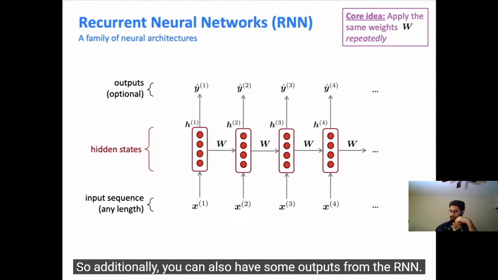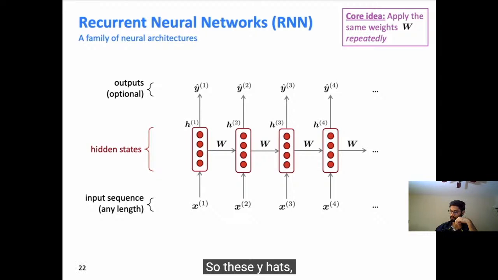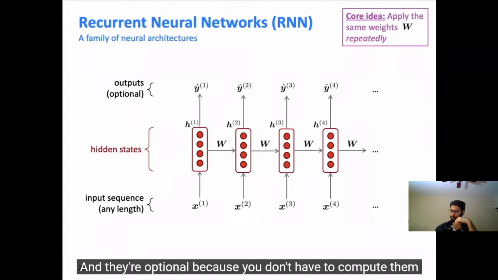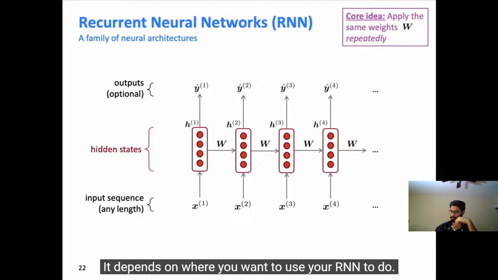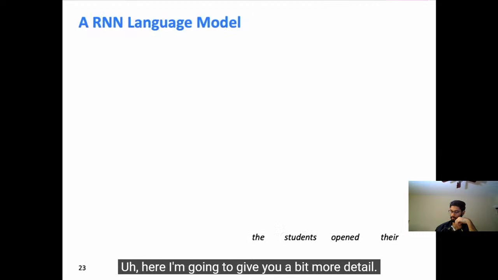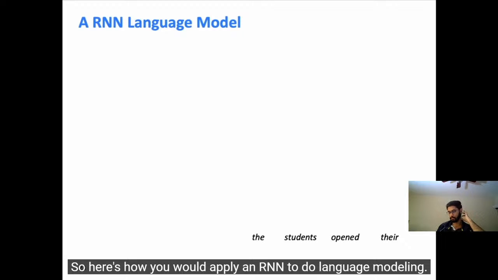Additionally, you can also have some outputs from the RNN. These y hats are the outputs on each step. They're optional because you don't have to compute them, or you can compute them on just some steps and not others. It depends on what you want to use your RNN to do. Okay, so that's a simple diagram of an RNN. Here I'm going to give you a bit more detail. Here's how you would apply an RNN to do language modeling.